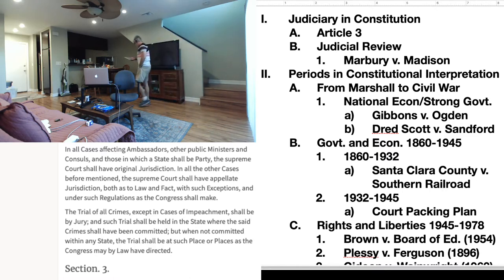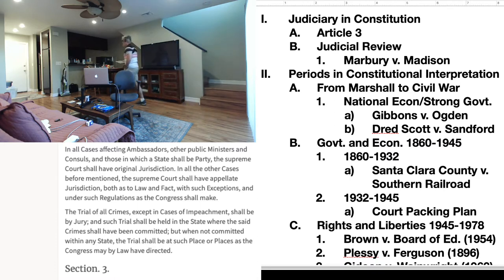Final section that says the trial. Okay? The trial of all crimes, except in cases of impeachment, shall be by jury, and such trials shall be held in the state where the crimes shall have been committed. But when not committed within any state, the trial shall be at such place or places as Congress may by law have directed. Okay? Write it down. All trials in the United States shall be by jury, a jury of your alleged peers. Okay?